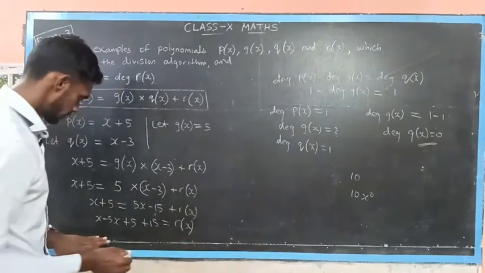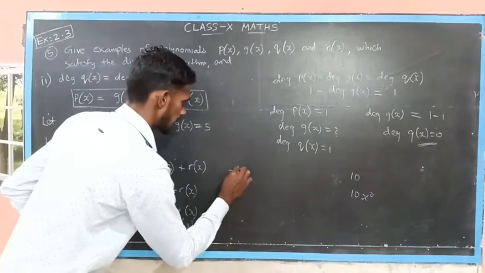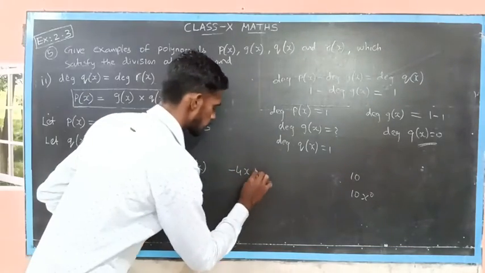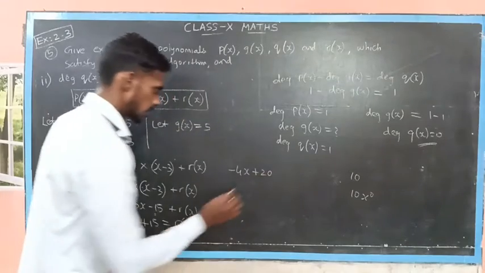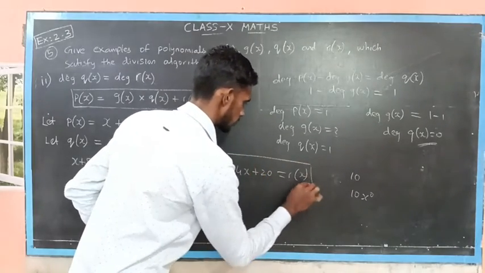So, which means that x minus 5x gives minus 4x. Okay. Then plus 5 plus 15 gives plus 20, is equal to r of x. So, we have found the r of x value, right.